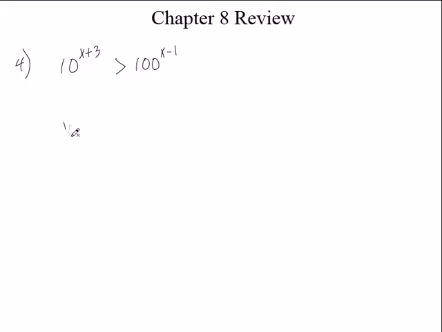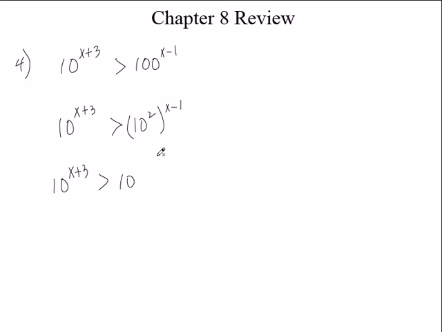We'll see. So this, writing too fast. Let's try it again. So 10 to the x plus 3. We'll just write it like this. Greater than. Let's write 100 as 10 squared. And that's to the x minus 1. So we really haven't messed with this side just yet. Let's see what we're going to get here.